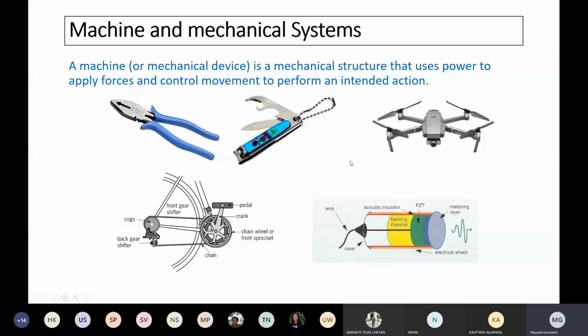The next one is machine and mechanical systems. A machine is a mechanical structure that uses power to apply force and control movements to perform an intended action. A machine is something that makes our work easy, or that we can use in various actions to maximize our force. Like in the case of pliers, we can cut wires or do other things, and in the case of a nail cutter, we cut nails by just pressing our hands over it.